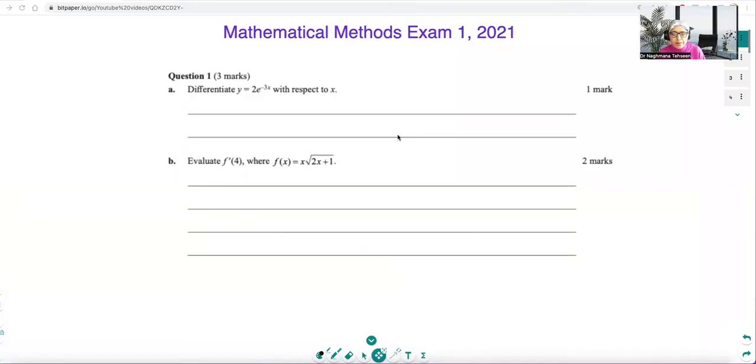Hello, welcome everyone. So today we're going to do Maths Methods Exam 1 for 2021. Let's get to the work and see if we can do that as quickly as possible.